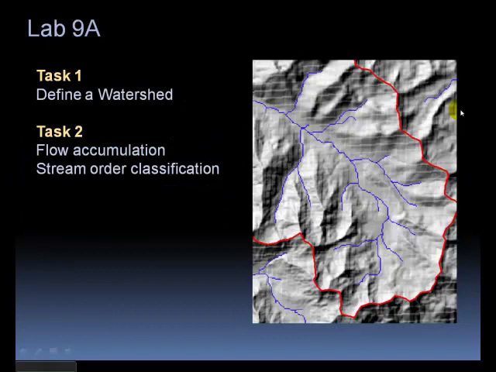The first one, you're going to be defining a watershed. In the second one, you'll use a flow accumulation surface raster to visualize a stream channel, and then you'll be calculating Strahler stream order and symbolizing those.